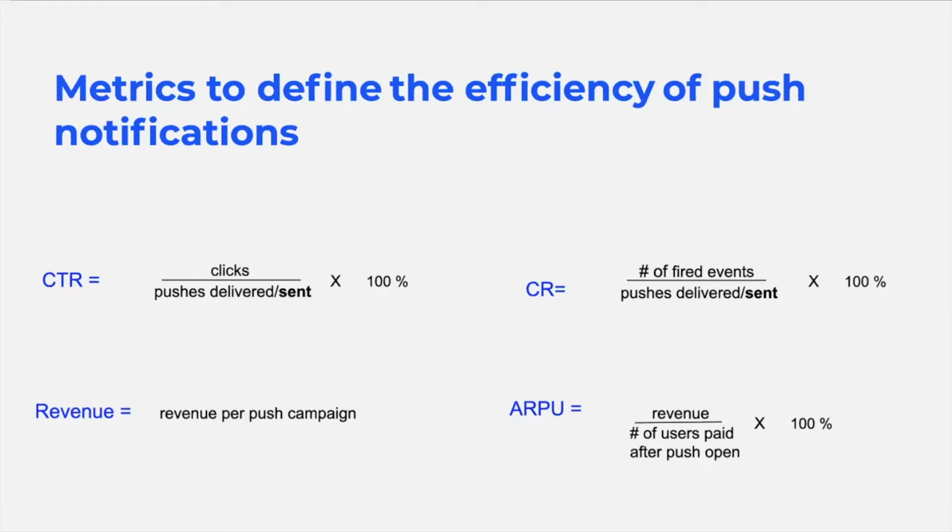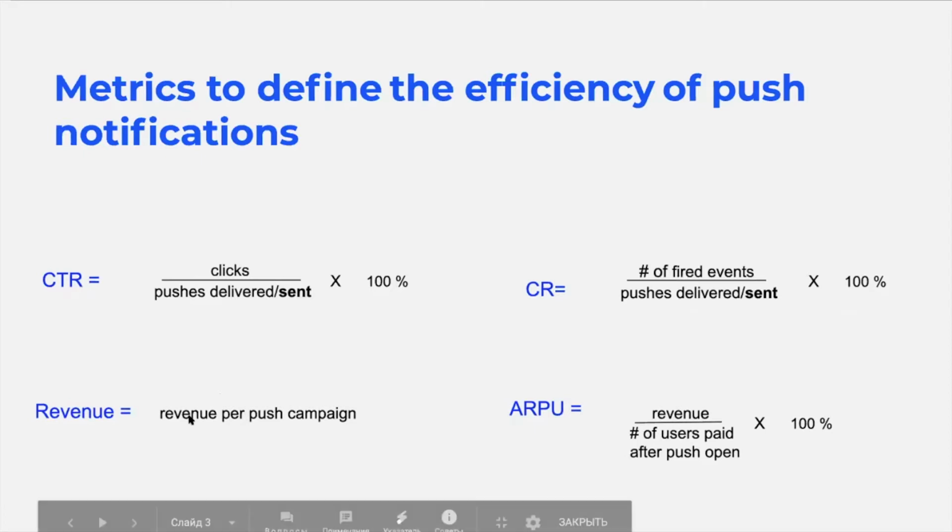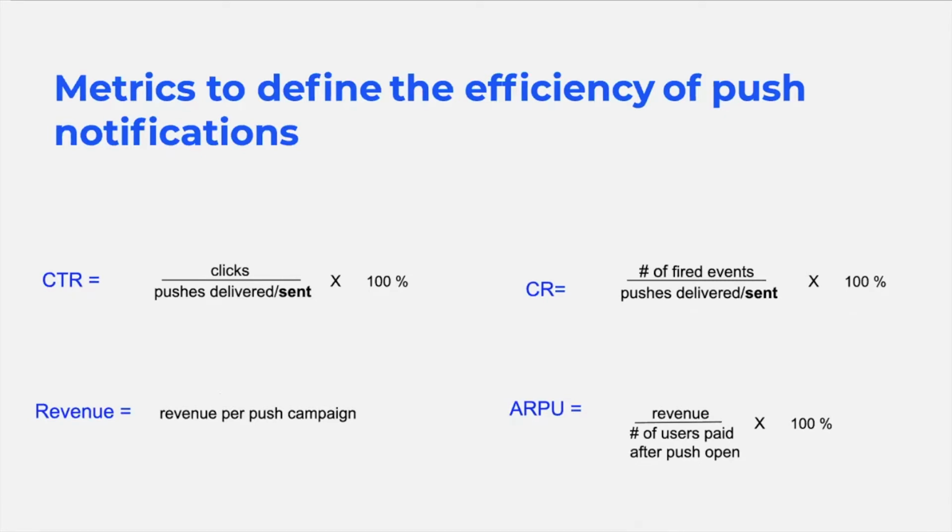There are actually 2 main ways push notification providers calculate your CTR. The first one is finding the relationship between the number of users who opened the particular push notification and the number of pushes that were delivered. The other way is finding the relationship between the number of users who opened this particular push notification and the number of pushes sent. It's obvious that not all push notifications that were sent were delivered. So in this case, if you use the first method of calculation, you'll get the higher CTR.